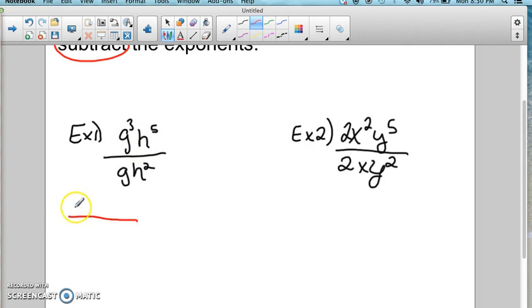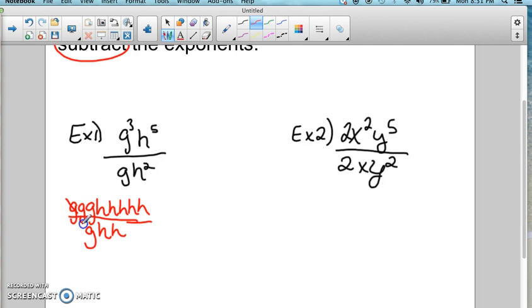I have g cubed, which is really g times g times g, and I have h to the fifth, so I have h times h times h times h times h, and then at the bottom I have 1 g, and then I have h squared, so I have h times h. So anytime a variable is at the top and the bottom, it cancels each other out.